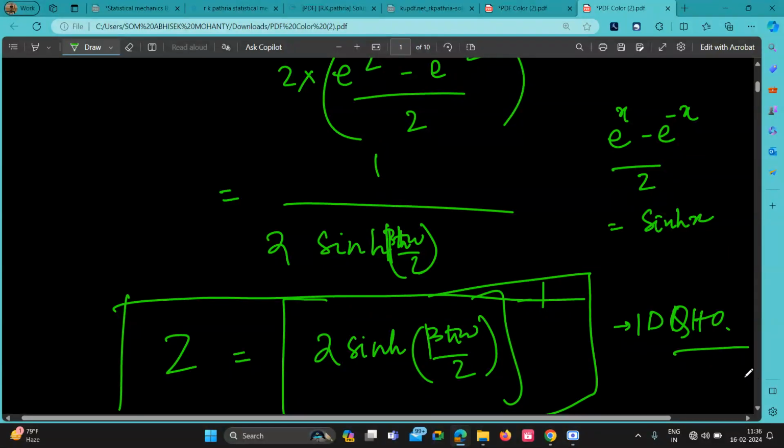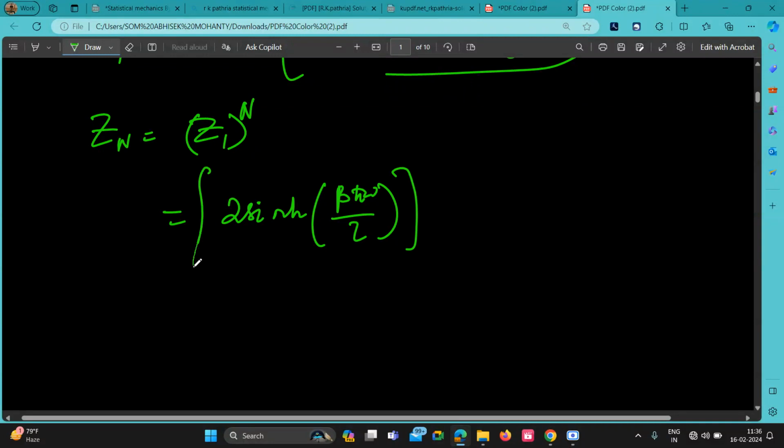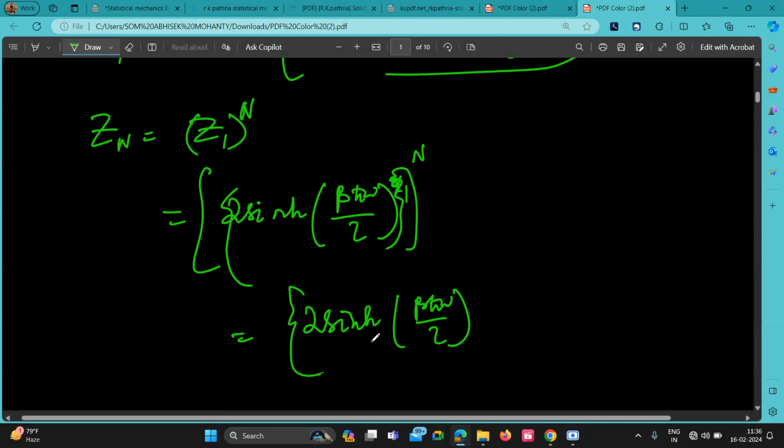For n particles, what will it be? Zn is equal to z1 to the power n. That means [2 sinh(beta h squared omega by 2)] inverse, to the power n. Okay, so I can write it as 2 sinh(beta h squared omega by 2), and this is the whole inverse, so the whole thing to the power minus n, isn't it? Yeah.